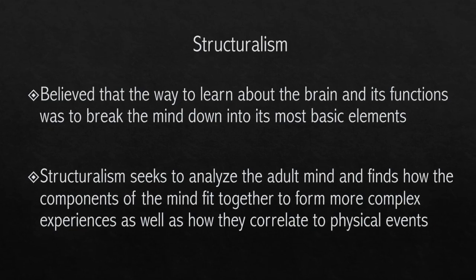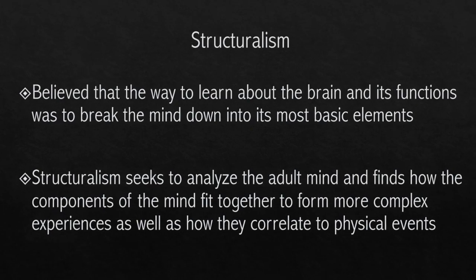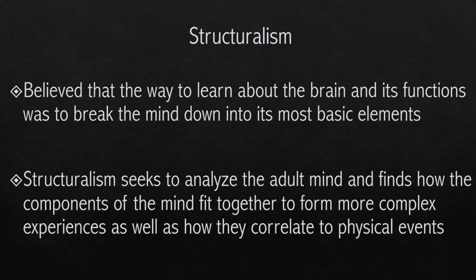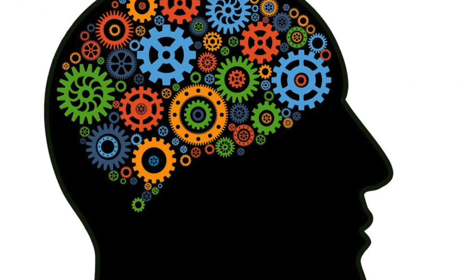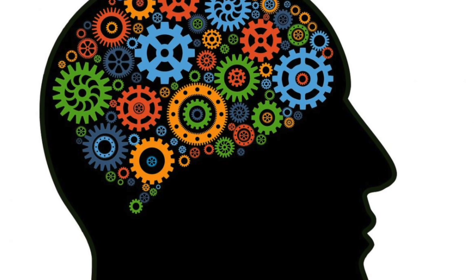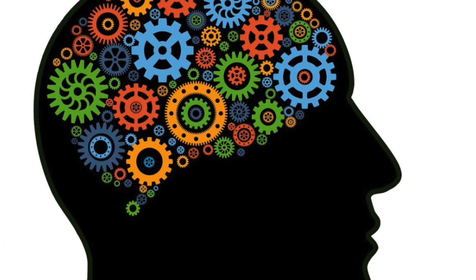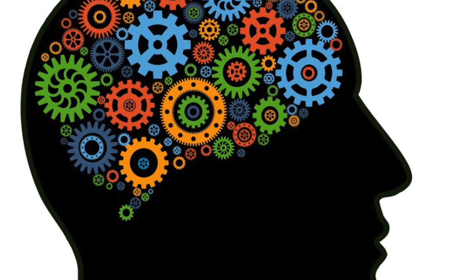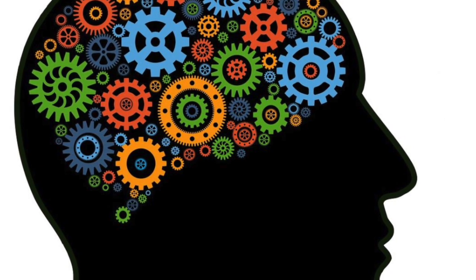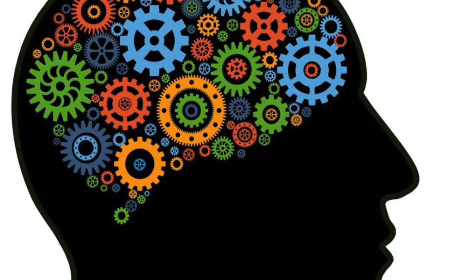Structuralism applies to psychology because it seeks to analyze the adult mind and finds how the components of the mind fit together to form complex experiences. It analyzes how the mind forms the complex experiences and how they correlate to physical events. The theory of structuralism strives to understand the key components of the mind by breaking each thought and emotion down to its most basic elements.